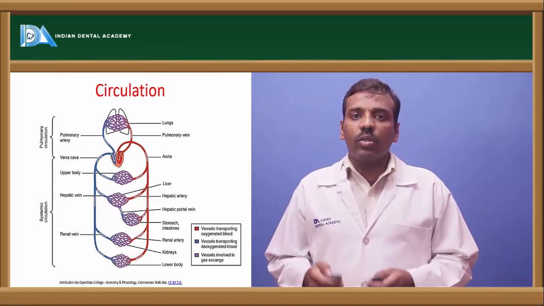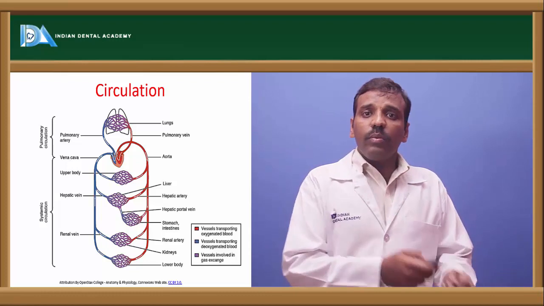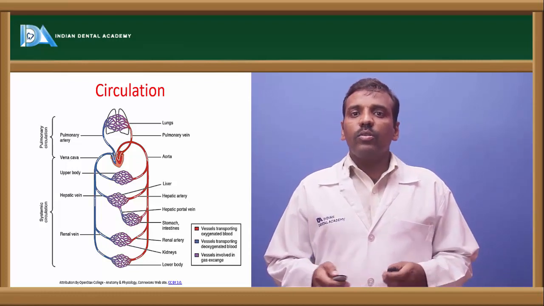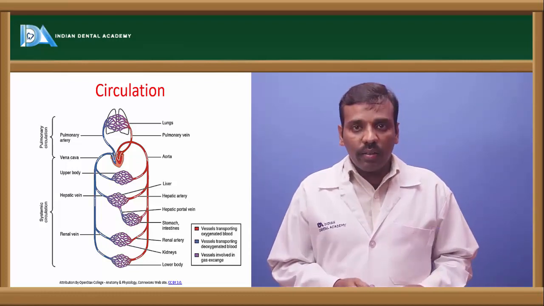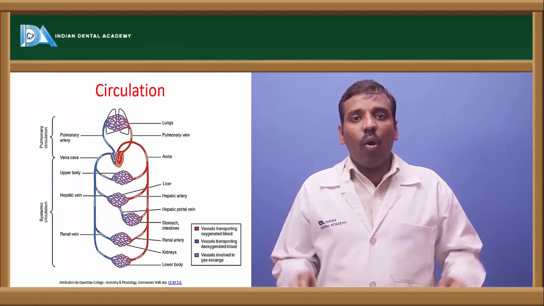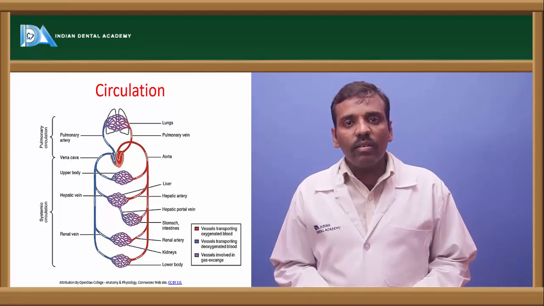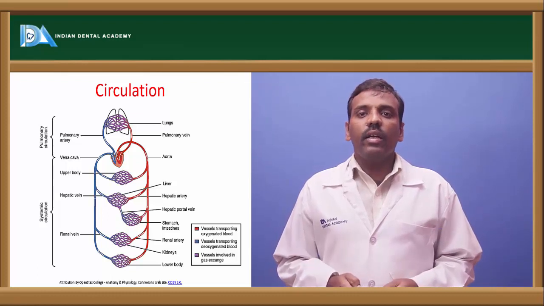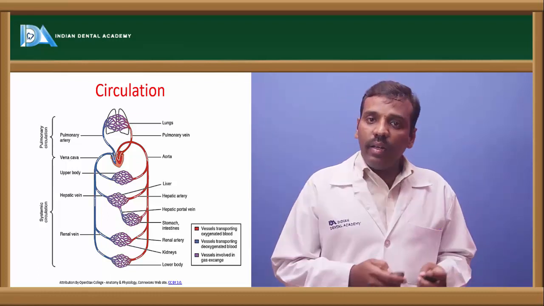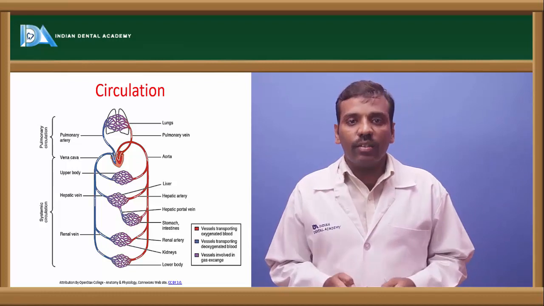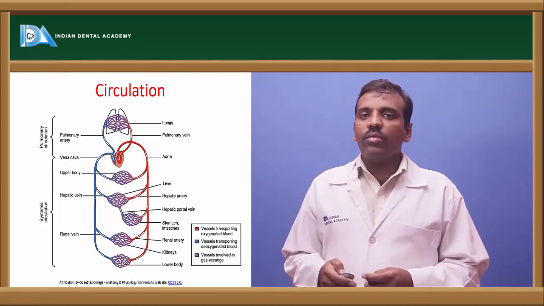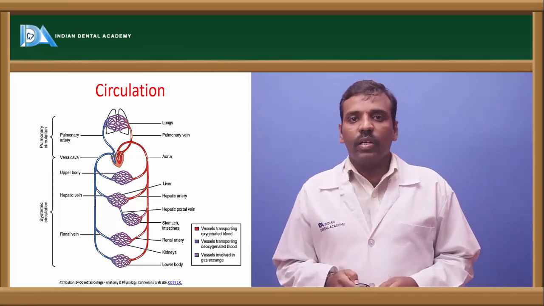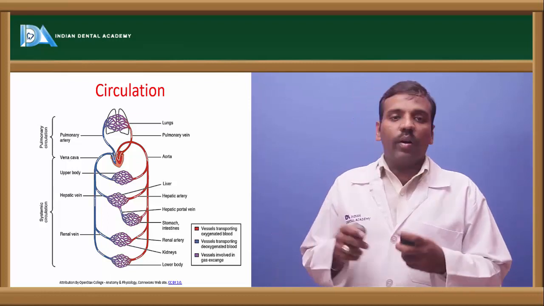Lungs and heart is called pulmonary circulation, specialized for the heart is coronary circulation, and the remaining all the systems is called systemic circulation. In this there are the arterial system and another one, the venous system. As we are seeing in this diagram, we'll come to know what is there.